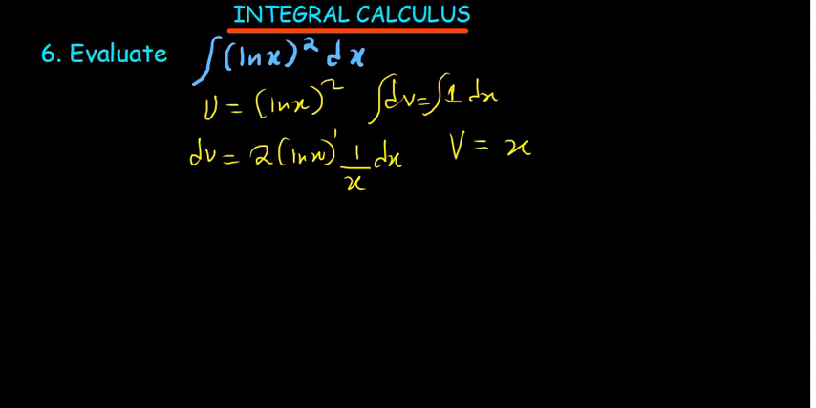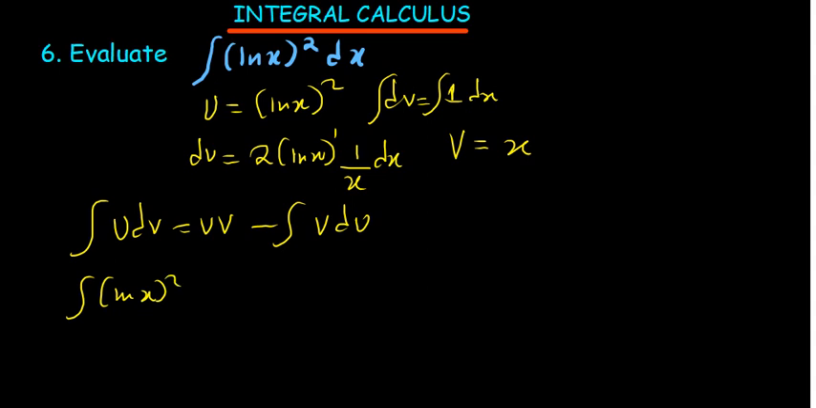So now going back to the formula, the integral of u dv is equal to uv minus the integral of v du. So this is the integral of natural log of x squared dx. That is going to be equal to u, in this case, is natural log of x, and that is squared. And then v is x. So I can simply put the x in front there because they're multiplying. And then minus the integral of v. What is v here? It's x.